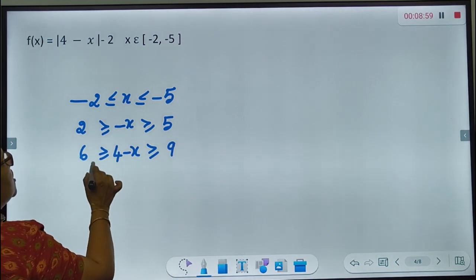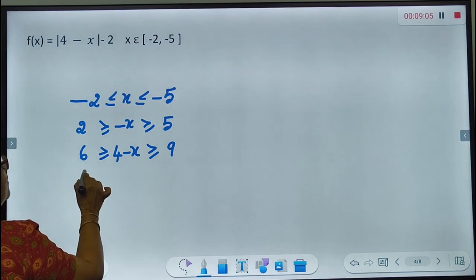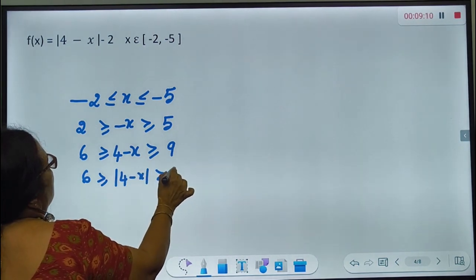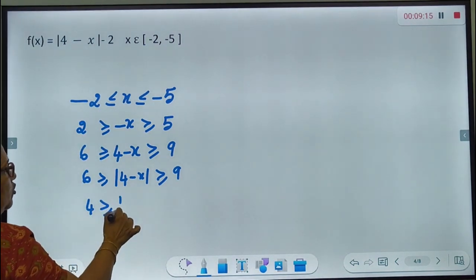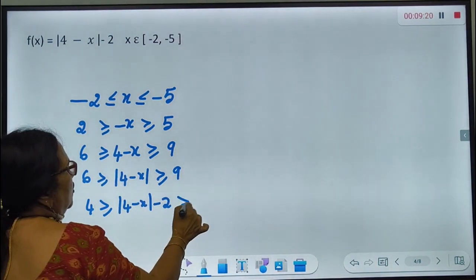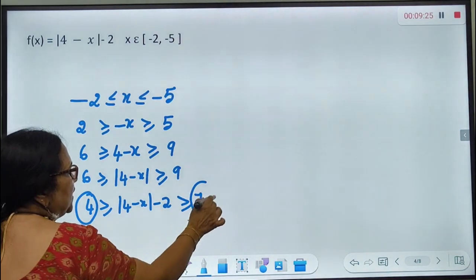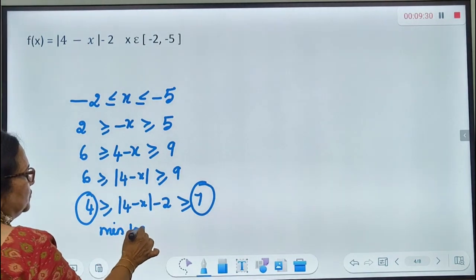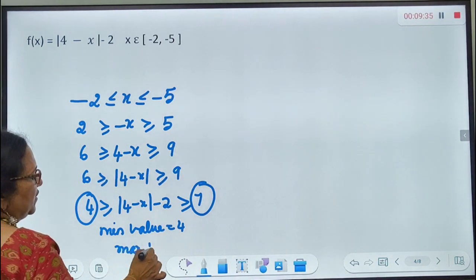Okay. Now modulus of 4 minus x will be, if I take modulus, I will get 6 greater than or equal to modulus of 4 minus x greater than or equal to 9. This minus 2, so 4 greater than or equal to modulus of 4 minus x minus 2 greater than or equal to 7. So smallest value is 4, the biggest value is 7. So minimum value is 4, maximum value is 7.